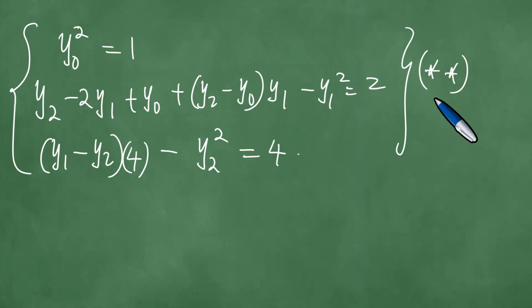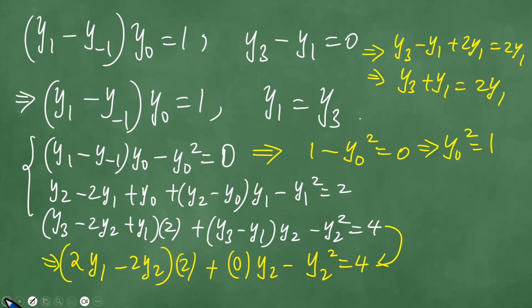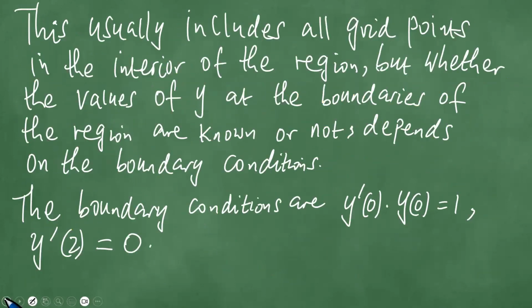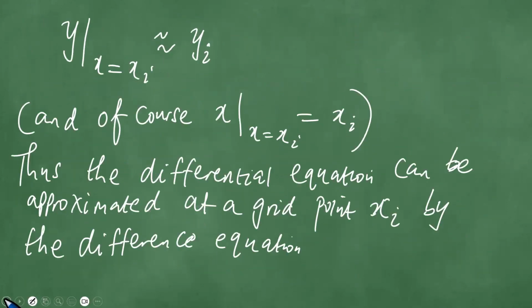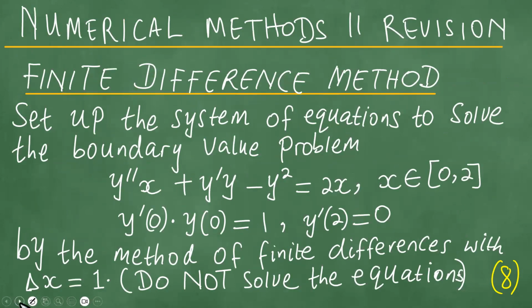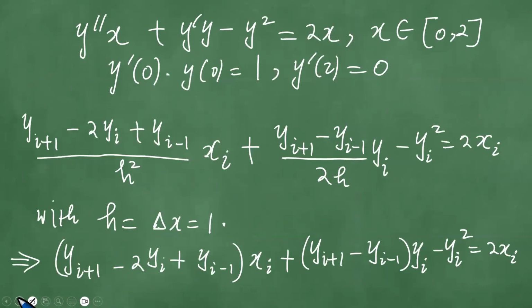Okay, so we've solved this question. So what was the question? Quickly, and then move to the next one. The question was: set up the system of equations to solve the boundary value problem by method of finite differences with delta x equal to 1. Do not solve the equations. Please, the equations are not supposed to be solved for this one. Okay, and we're done. The next thing now, we're going to look at the shooting method.